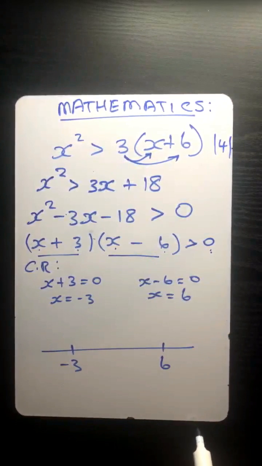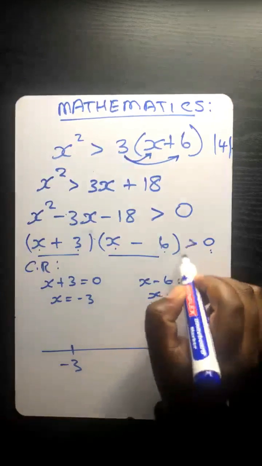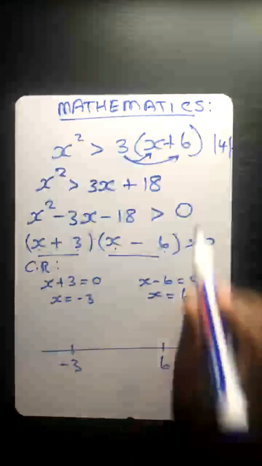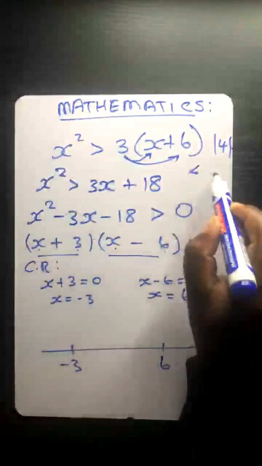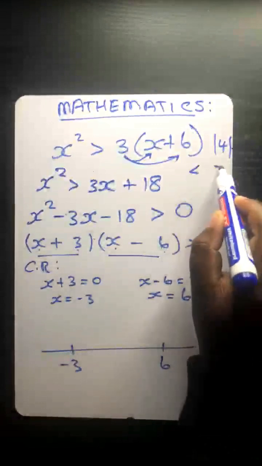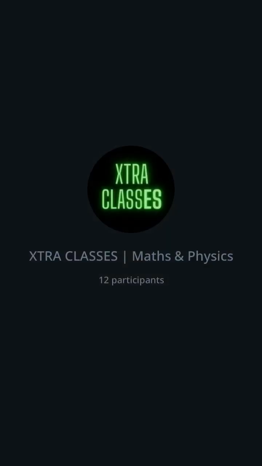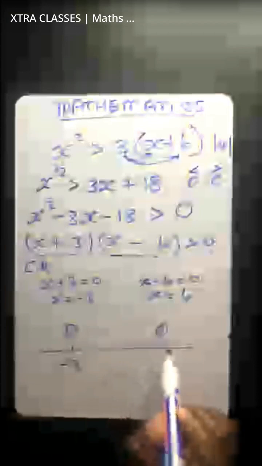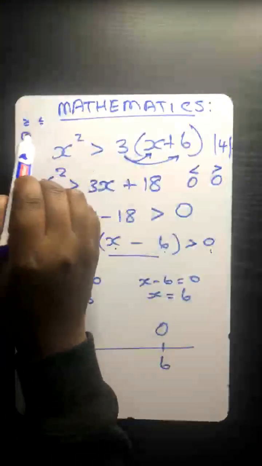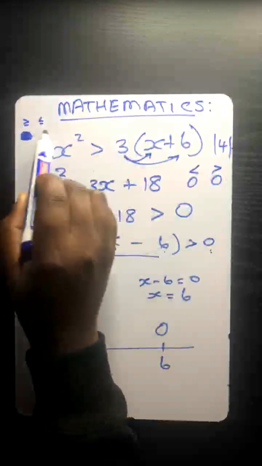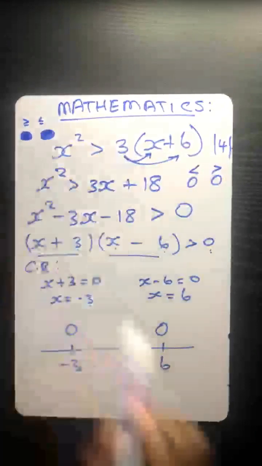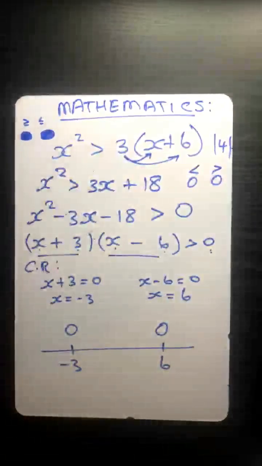Most importantly, honorable members, if you are having that sign, it could be less than, it could be greater than, you have the circles which are not shaded. But if it was greater than or equals to, less than or equals to, it was going to be circles which are shaded. That is the difference between the two.